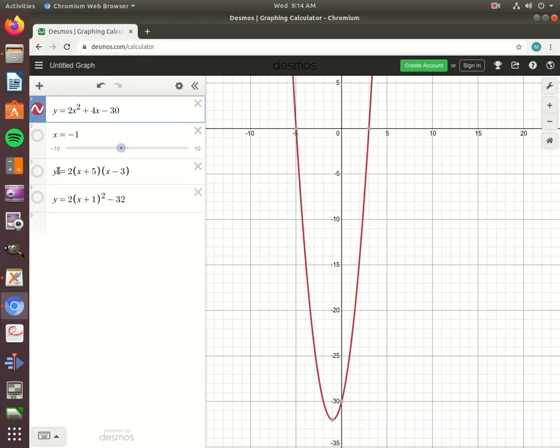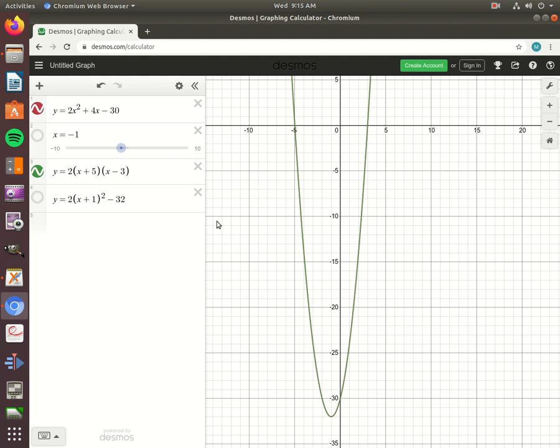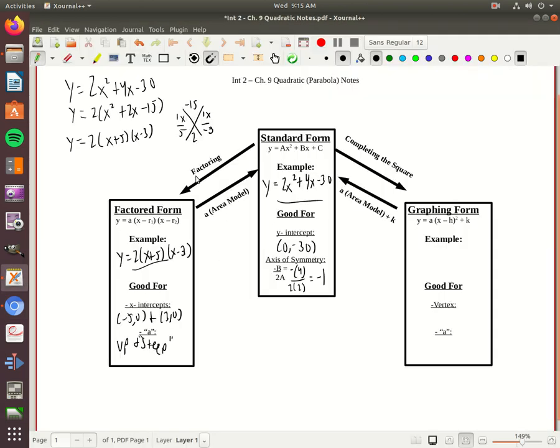So let's go ahead and graph this one. So you'll notice that this parabola, the green one, is the same as the red one. You will notice that it has the x-intercepts of negative 5, 0, and positive 3, 0 like we talked about, that it does open up, and that it is steep. So all those things that we had discussed back over here.